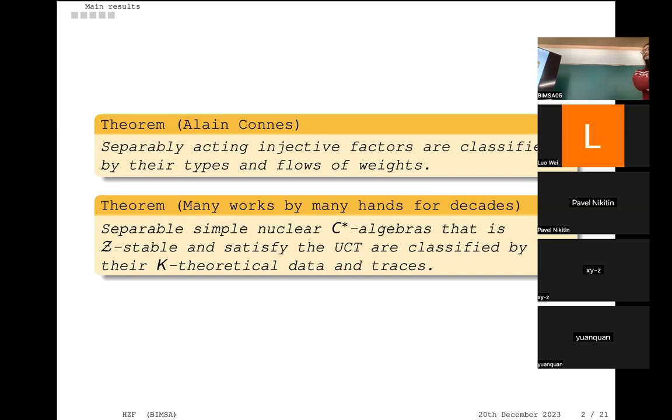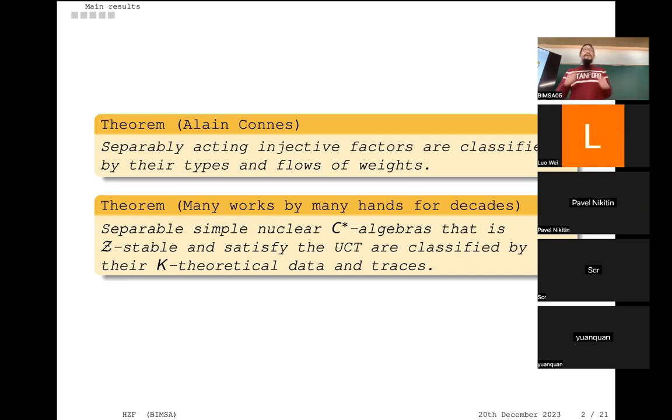So you can see the statement of this theorem is parallel to that of Alain Connes' result. Separable simple nuclear C-star algebras that are Z-stable and satisfy the UCT are classified by the K-theoretical data and traces. So this classification is complete. That means the invariant, the K-theoretical data and traces, often referred to as the Elliott invariant, completely classifies the isomorphism class of the C-star algebras satisfying the conditions of this theorem.